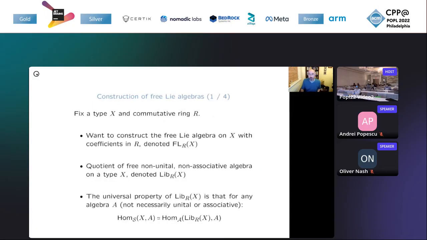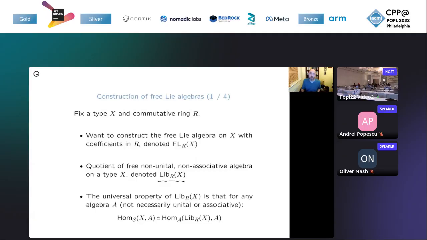Okay, so how do you construct a free Lie algebra? Well, there's 2 pieces of input. There's a type, no structure at all, just a type x, and then you have a commutative ring, that's your coefficients. And you want to construct the free Lie algebra, so free Lie algebra on x with coefficients in R. And we do this by really first constructing this object, lib_rx. That's where most of the effort goes, is constructing lib_rx.